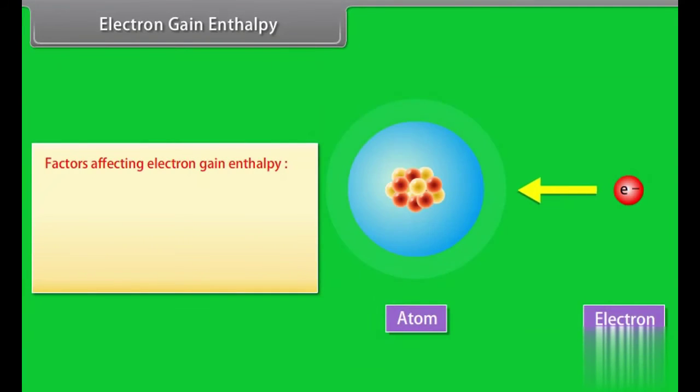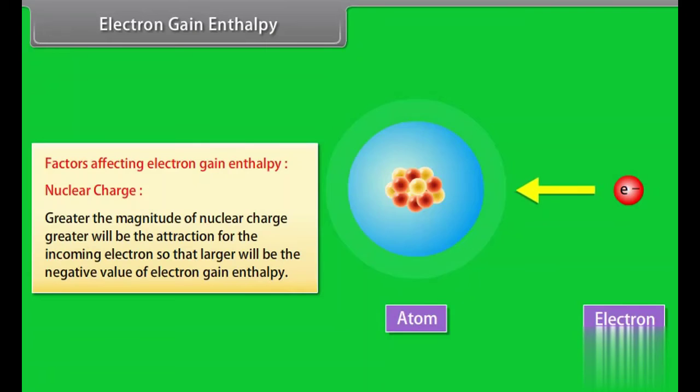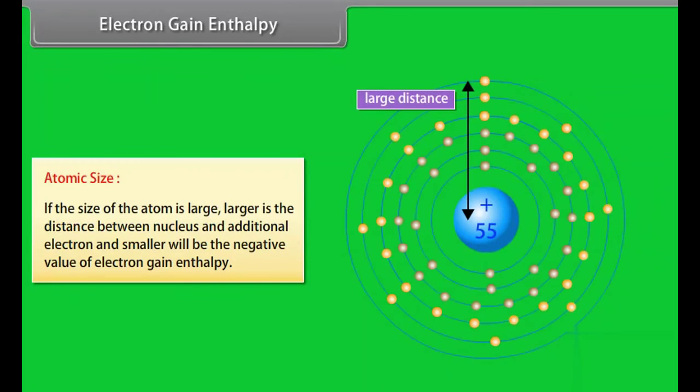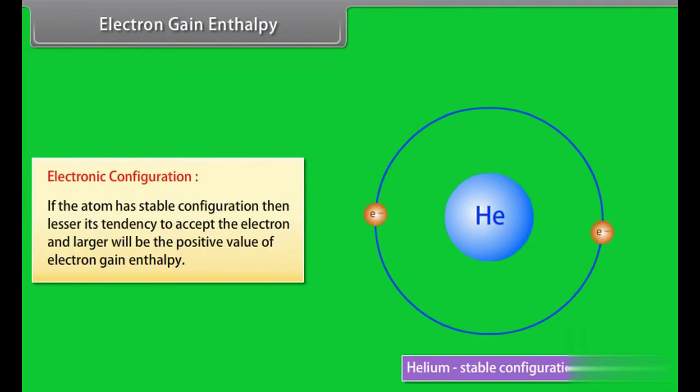Factors affecting electron gain enthalpy. Nuclear charge. Greater the magnitude of nuclear charge, greater will be attraction for the incoming electron, so that larger will be the negative value of electron gain enthalpy. Atomic size. If the size of the atom is large, large is the distance between nucleus and additional electron, and smaller will be the negative value of electron gain enthalpy. Electronic configuration. If the atom has stable configuration, then lesser is its tendency to accept the electron, and larger will be the positive value of electron gain enthalpy.